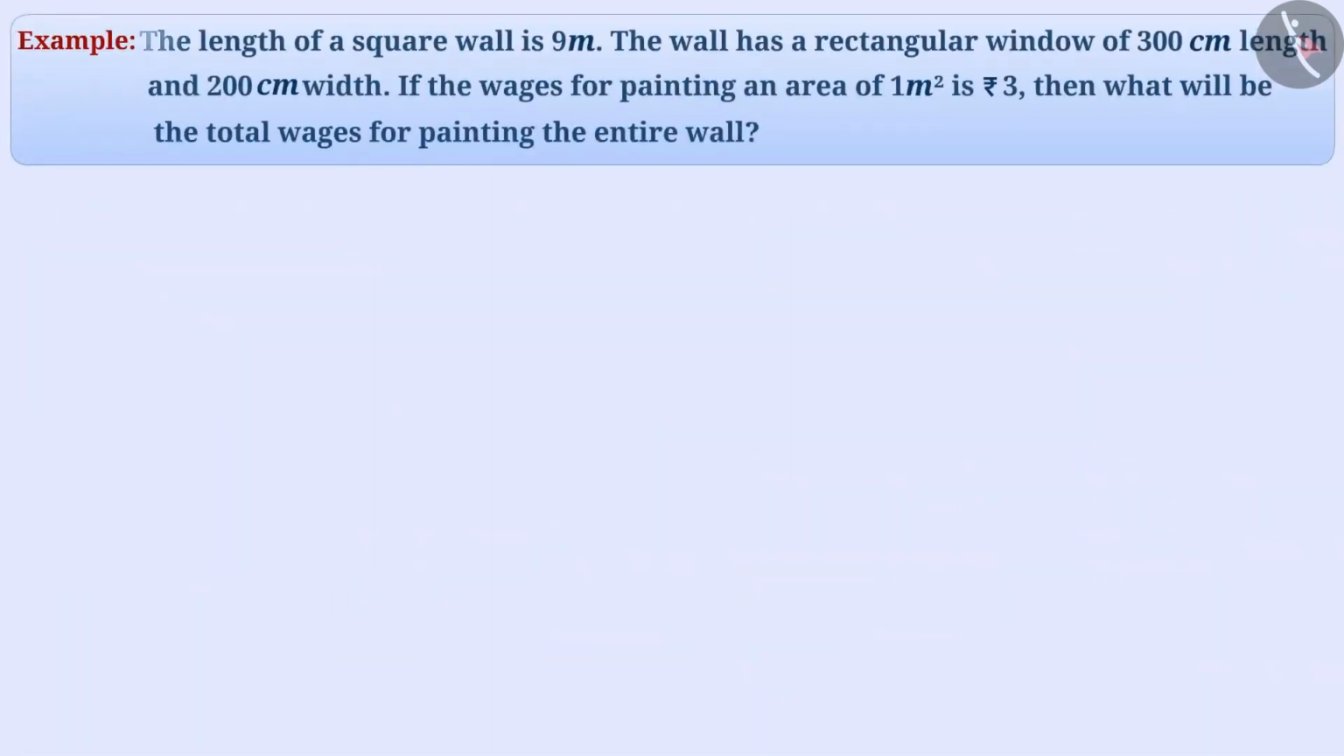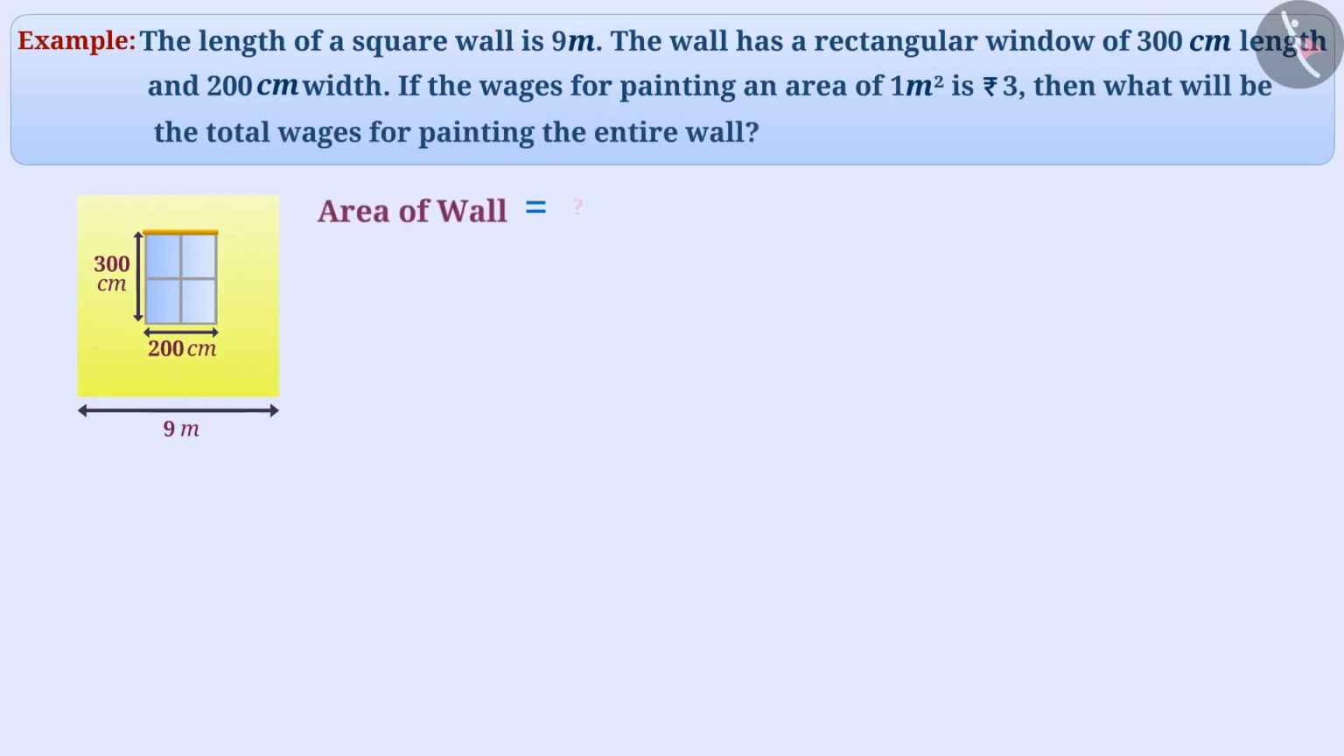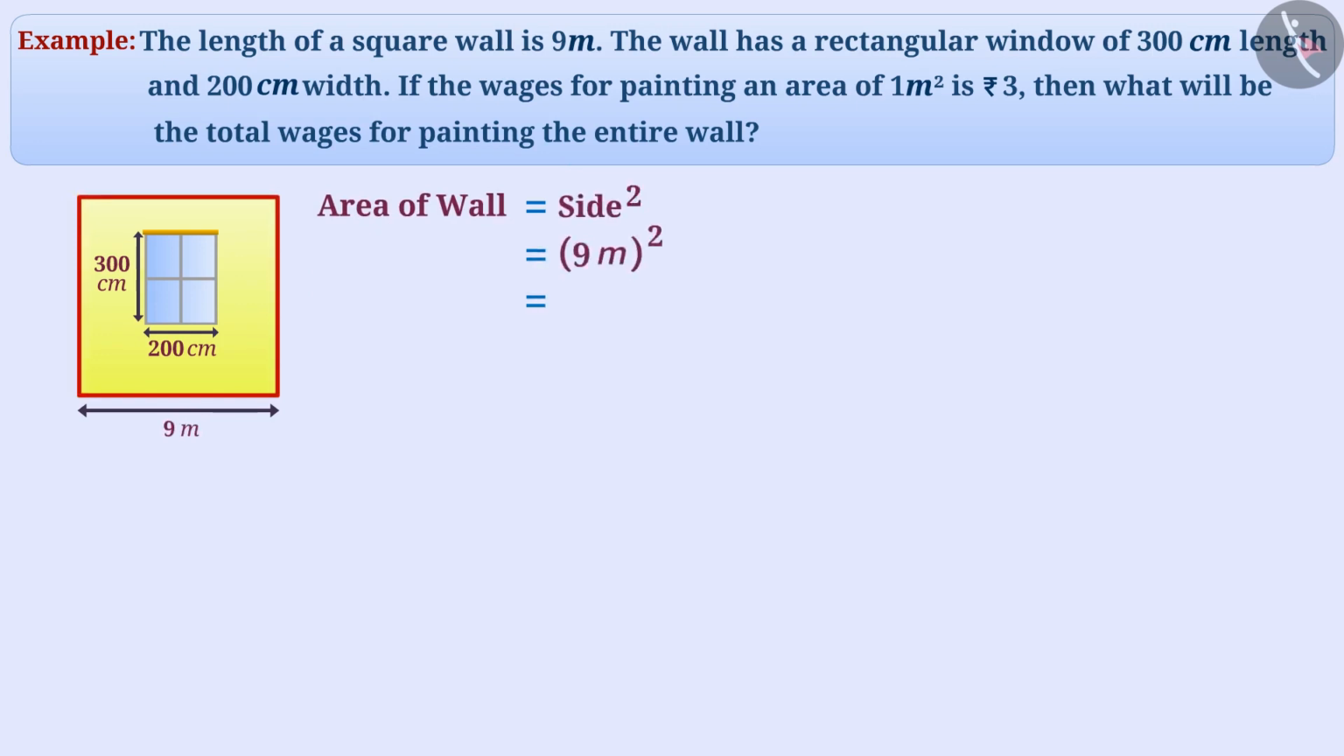Next example, the length of a square wall is 9 meter. The wall has a rectangular window of 300 centimeter length and 200 centimeter width. If the wages for painting an area of 1 meter square is rupees 3, then what will be the total wages for painting the entire wall? First, we will find the area of the wall. The area of a square wall with side 9 meter will be side square, which is equal to 9 meter square, which is equal to 81 square meter.